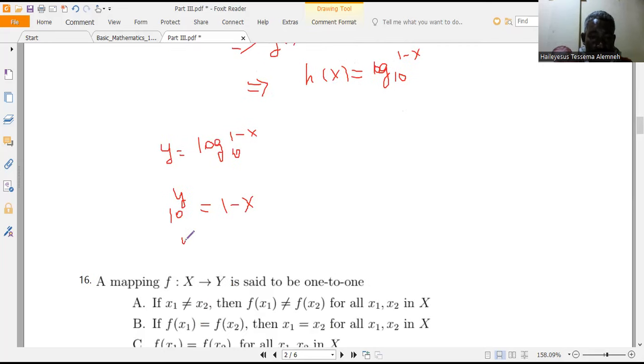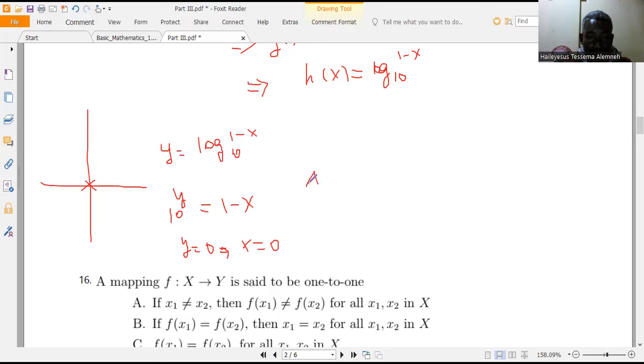So when y is equal to 0, it becomes 1, which is equal to 1 minus x. Therefore, x becomes 0 when y is equal to 0. So (0, 0) is the x-intercept and the y-intercept. When we are drawing this, we have (0, 0) here, and the other thing is the vertical asymptote for this logarithm function.